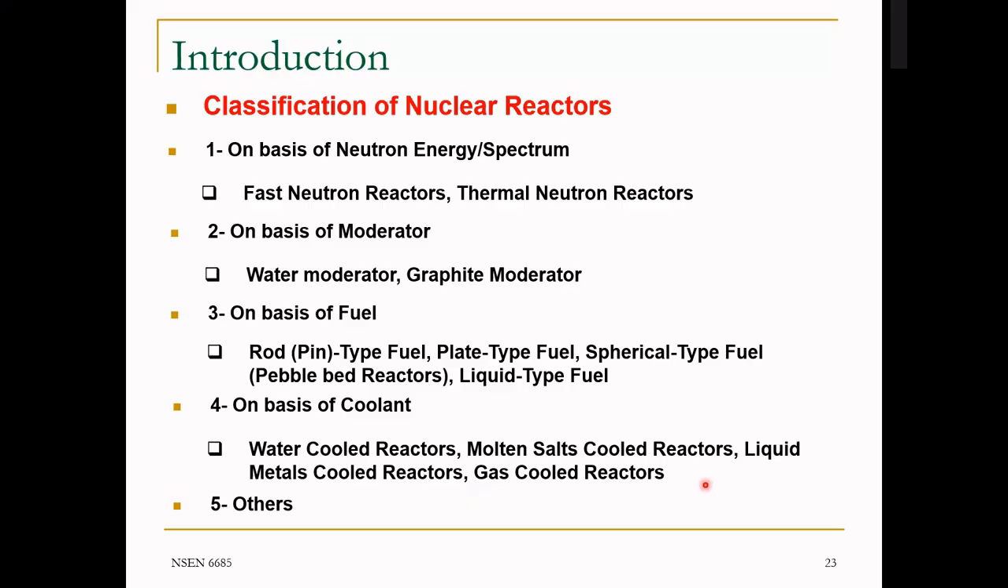So now when you hear light water reactor, molten salt cooled reactor, liquid metal cooled reactor, gas cooled reactor, you understand that the primary coolant inside the reactor core is water, molten salt, liquid metal, or gas. As I mentioned, this is just a very simple basis, or the most commonly used one, but you may find others to classify the reactors.